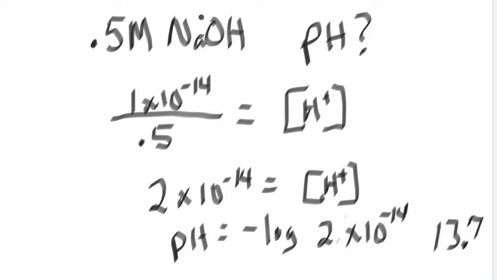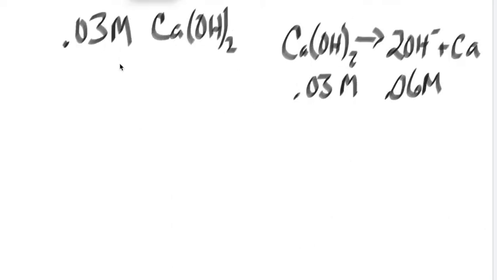And if you think about it, it makes sense. Look at this. It's a base, so its pH should be well above 7. And it's a pretty concentrated base. It's 0.5 molar. Okay? All right, let's try one more. Okay, let's do one more here quick.